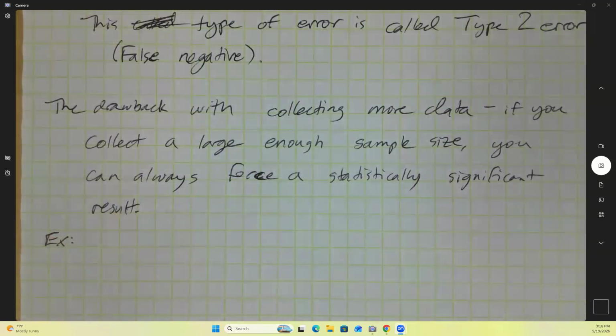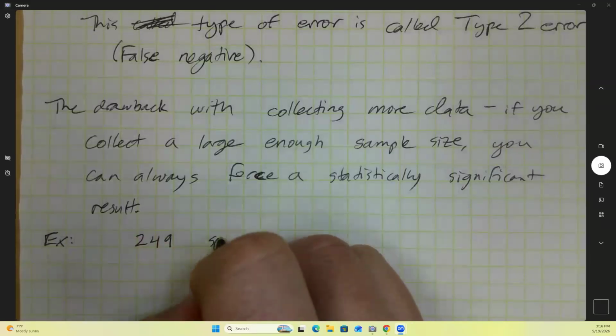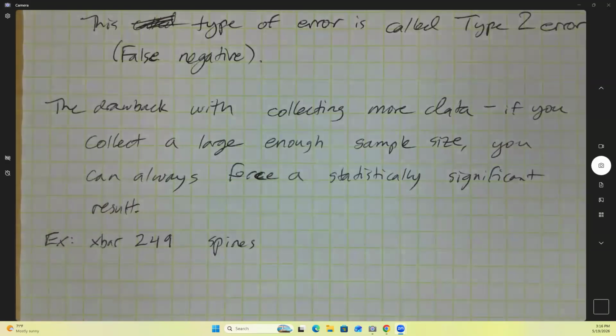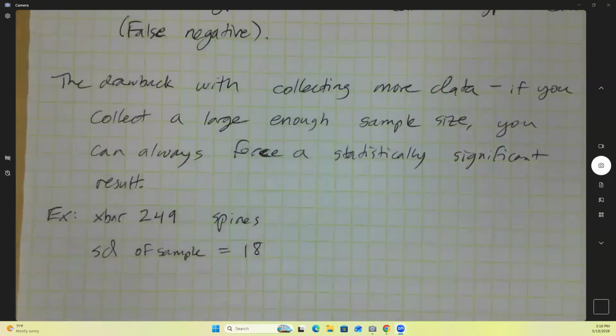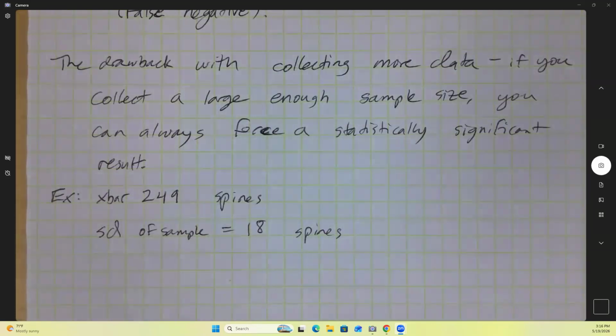Let's just go to an example. Suppose that I found an average of 249 spines. So my sample average was 249. Do you all think that's different from 250? No. And the standard deviation of the sample, still 18. Right? So some of them had like 280 spines, 290 even. Some of them had 220, 215, but on average, they were only one away from 250.